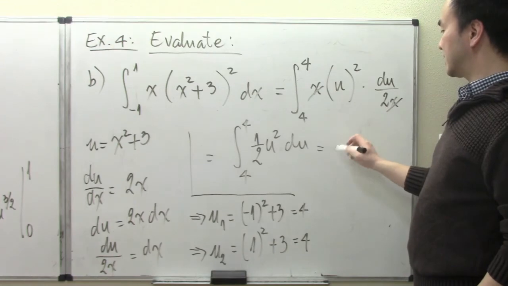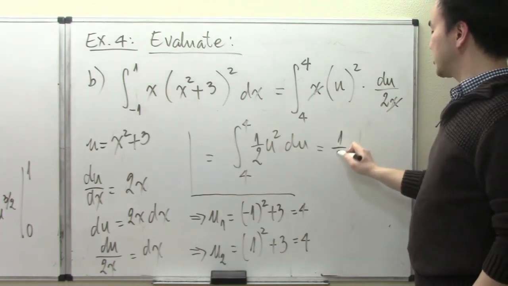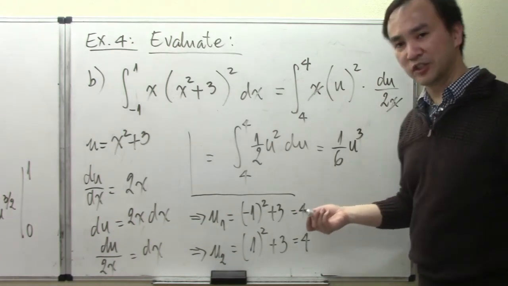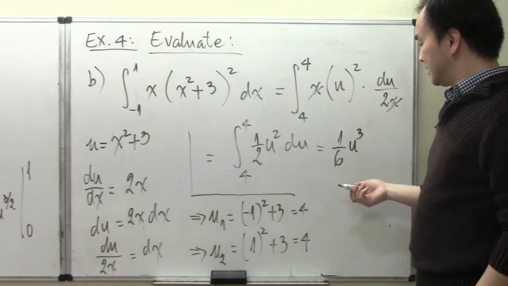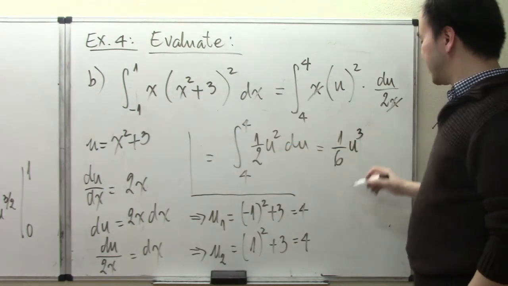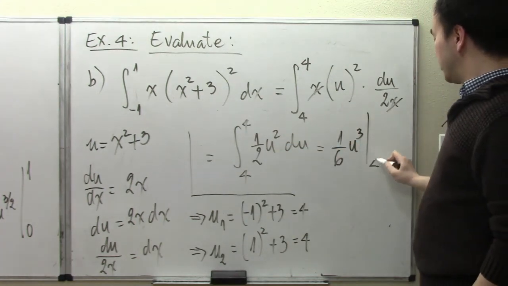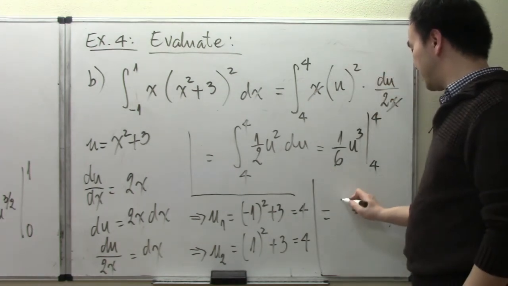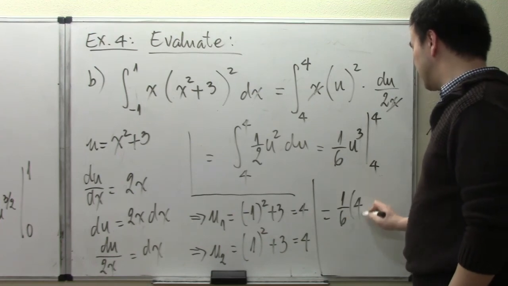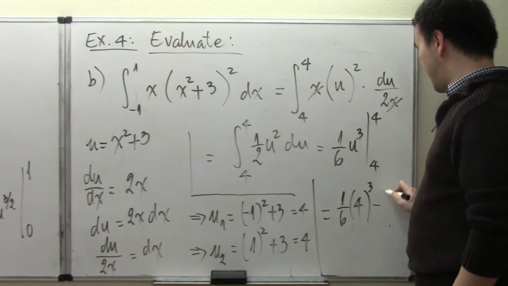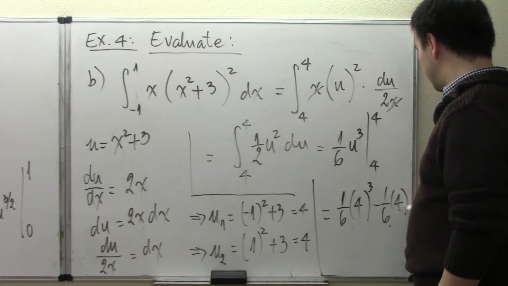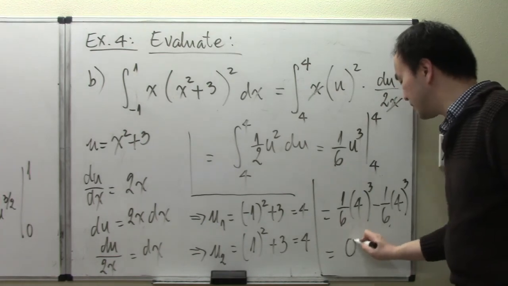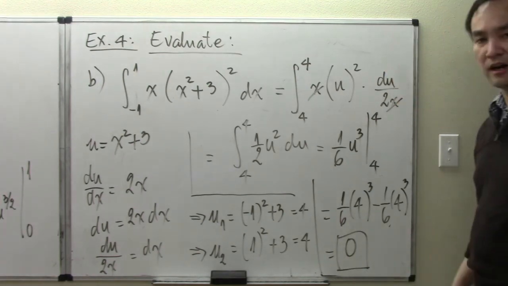So now this is going to be 1/6 u cubed. Okay, allow me to start speeding up the process and assume that you're all already fluent with taking antiderivative steps. So now I'm going to substitute in 4 and 4. Okay, and so needless to say, this is what we have right here. 1/6 times 4 cubed for the upper end minus 1/6 times 4 cubed for the lower end, and so the answer turns out consequently 0.